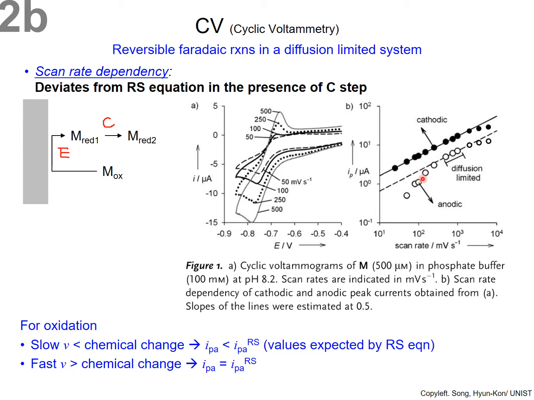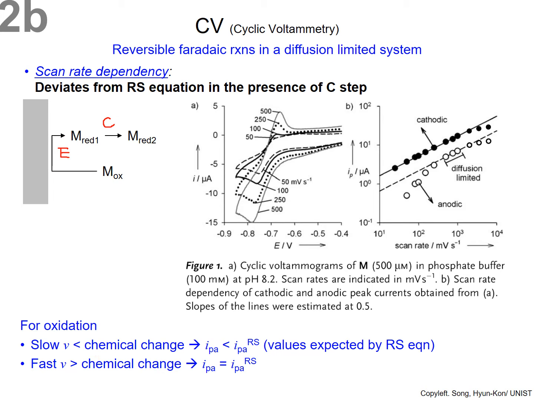The main reason is the C-step from mRad1 to mRad2. Let me think about that. So if you scan the potential at this range, around 1000 millivolts per second, then mRad1 is going to mox. However, there is no time for the mRad1 to be converted to mRad2, because we are using a scan rate fast enough not to give time to the chemical step. So most of mRad1 is converted to mox.